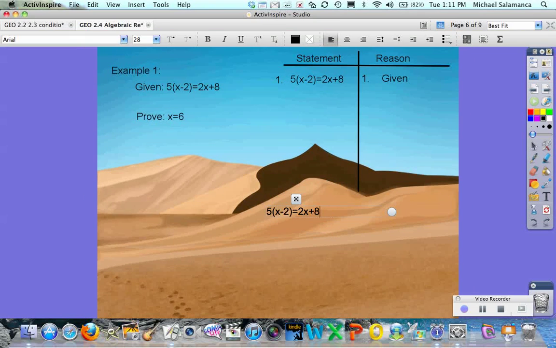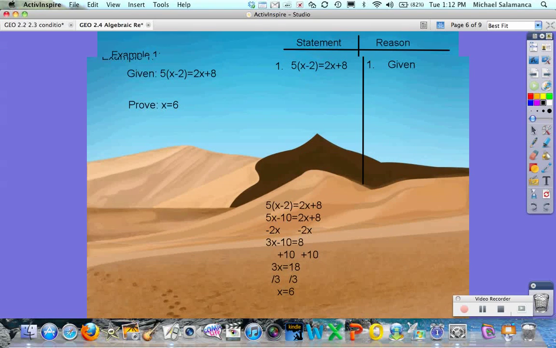So in this case, what would we do first? We would first distribute that 5. Then we would subtract 2x from both sides. So we have 3x minus 10 equals 8. Then we add 10 to both sides. We get 3x equals 18. Divide both sides by 3. And we get x equals 6. Now, notice we solved it by hand. It was easy. When we do 2-column proofs, it should be that easy.